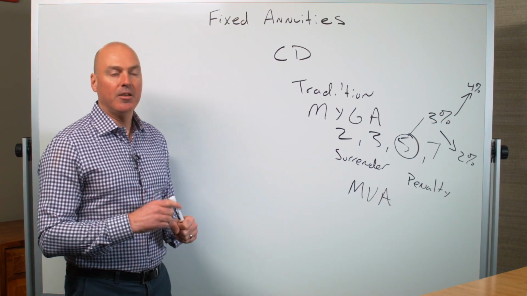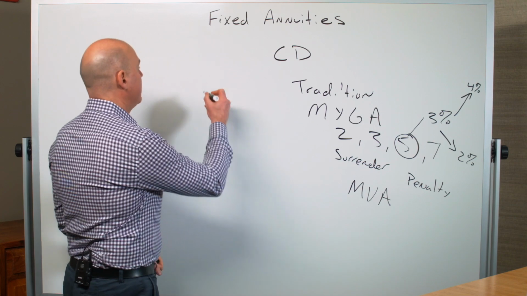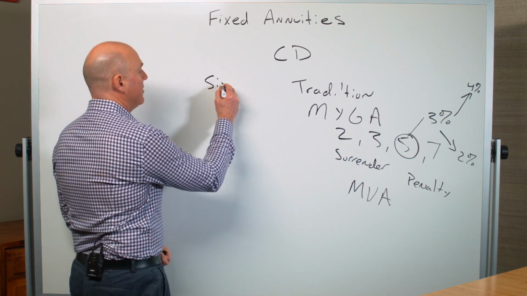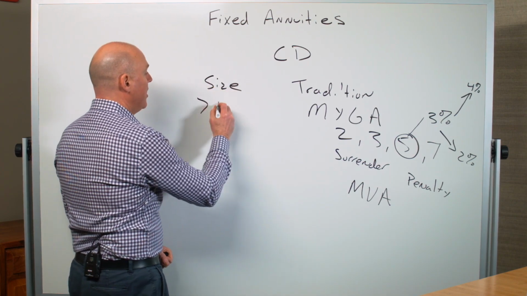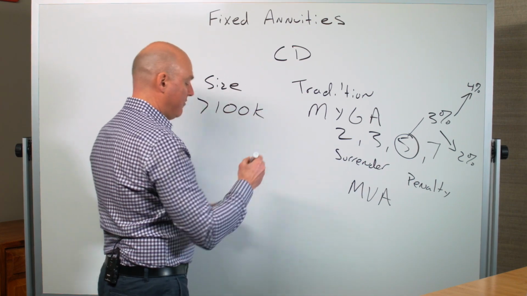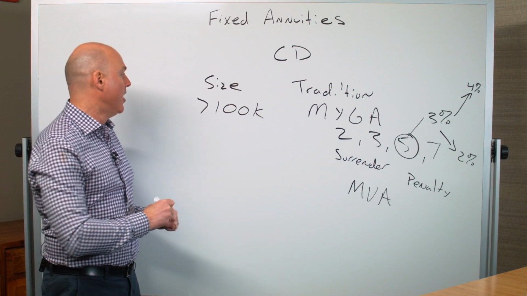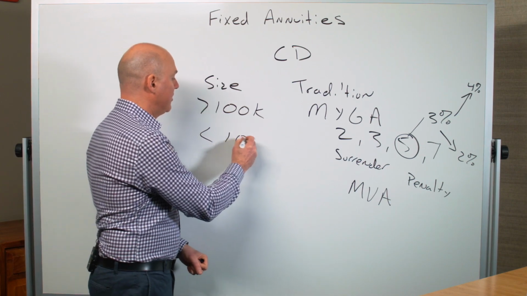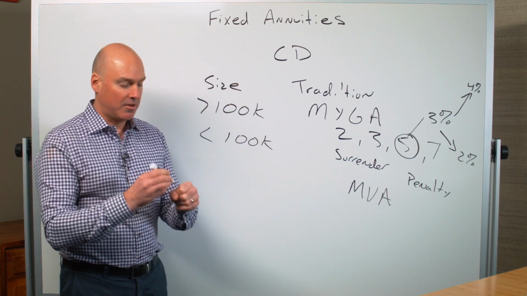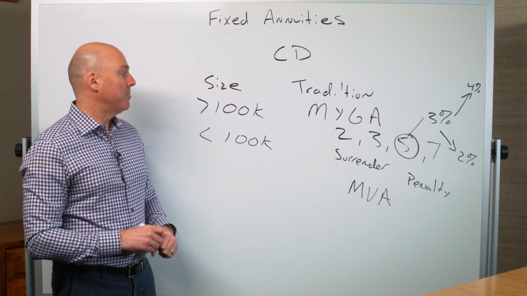A couple of other things. One is the size of the deposit that you're going to give. Generally speaking, a lot of these will have a different rate that will be slightly higher if you're putting more than $100,000 in, and maybe a little bit lower rate if it's less than $100,000. So that's another thing to keep in mind.